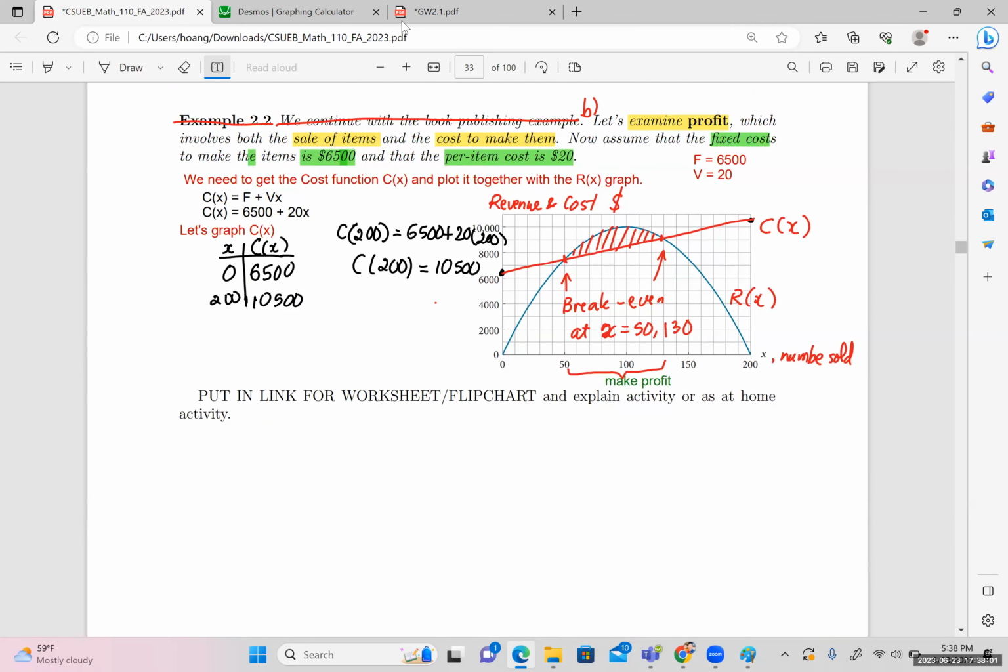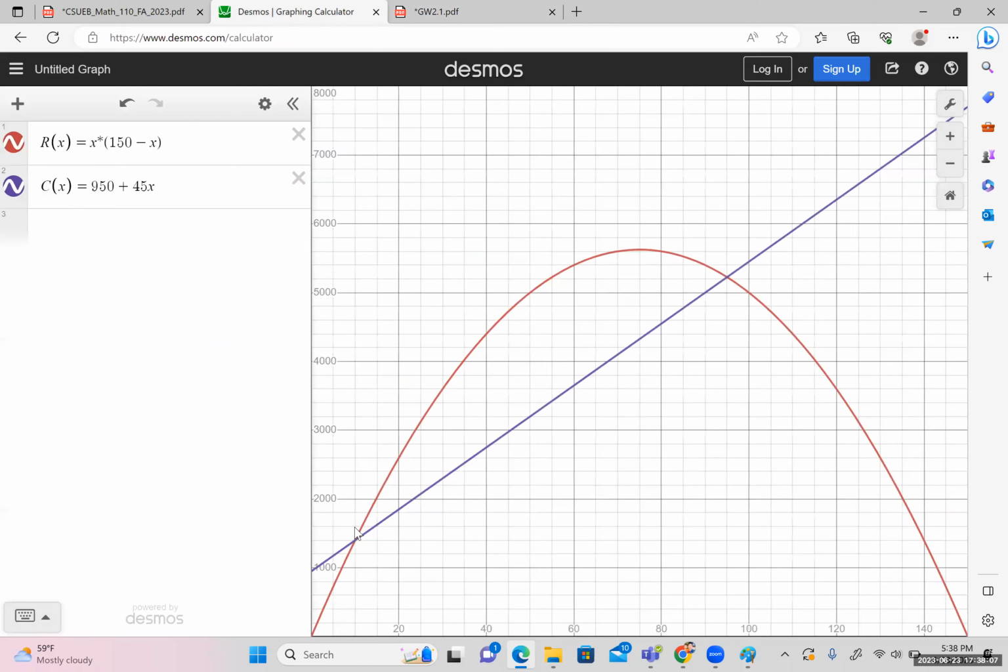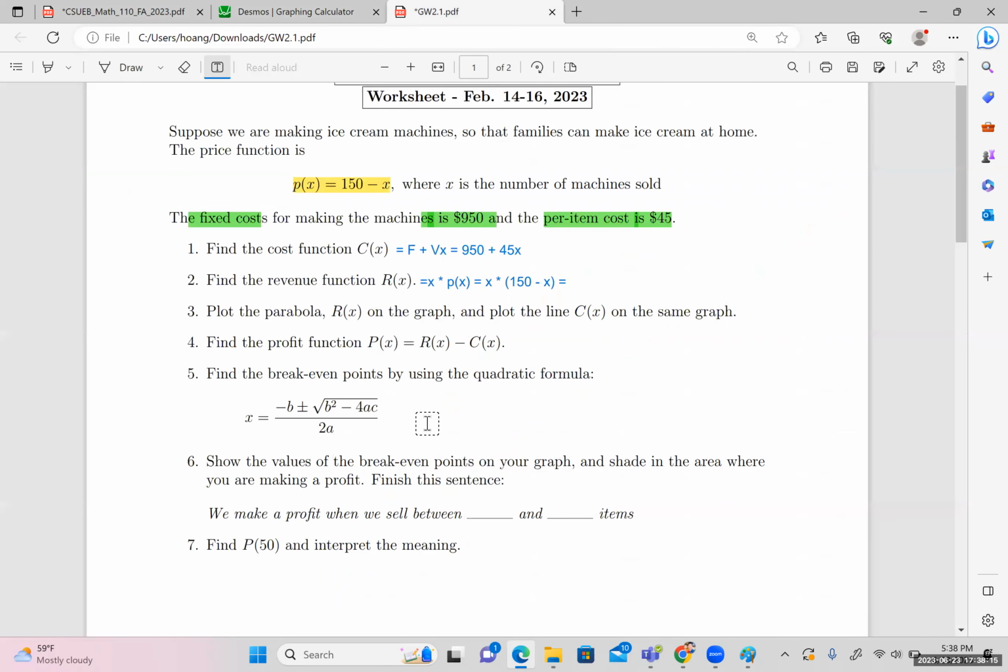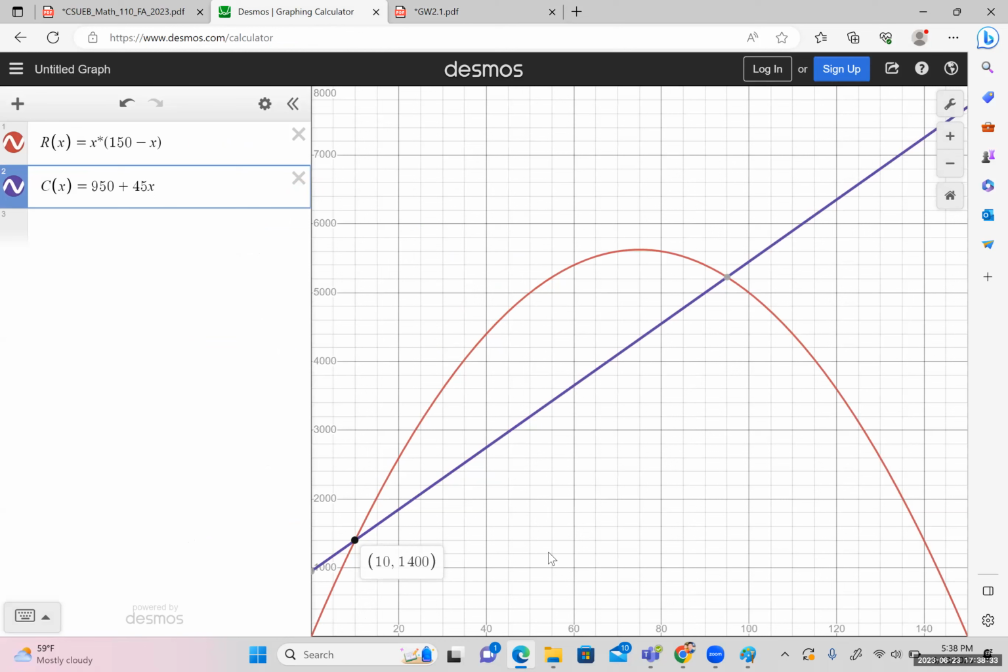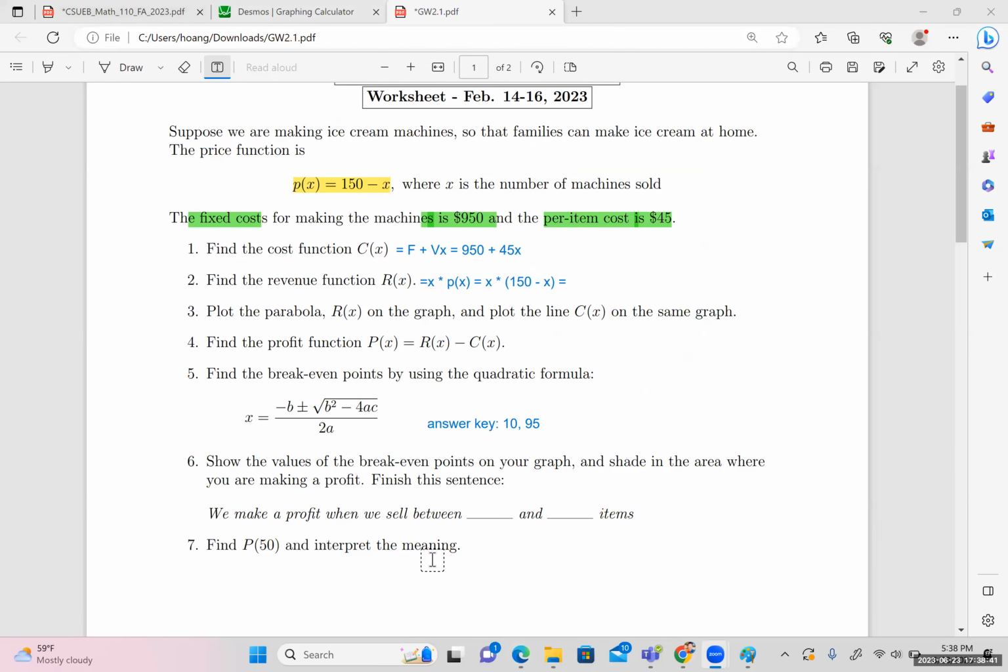so that's going to be all of my hints for you guys in here. But you can see, according to the graph, the answer key will be 10 and 95. So 10 and 95 will be the answer key. Okay. And in order to make profit, you know that it should be in between 10 and 95. Okay.